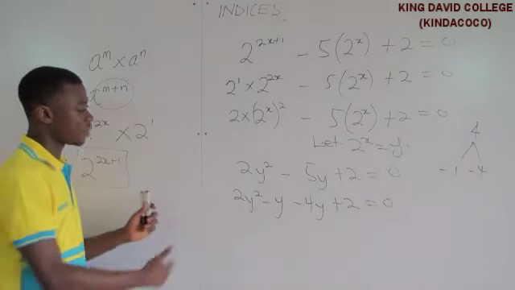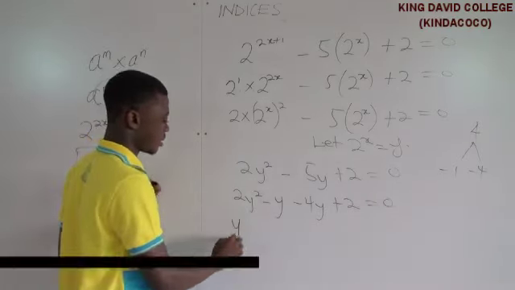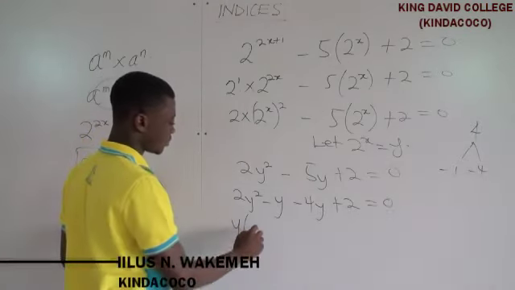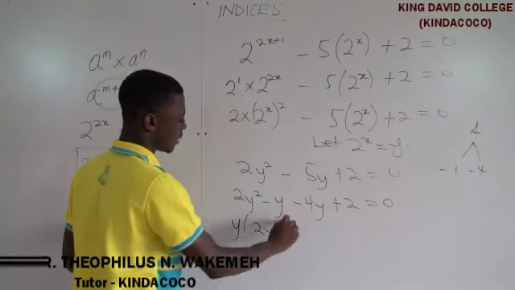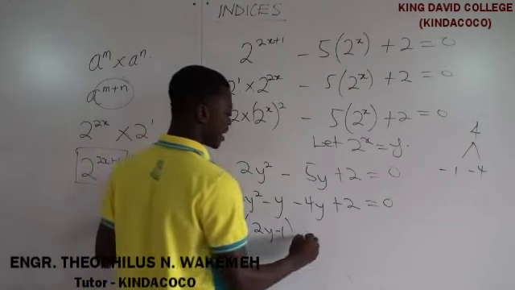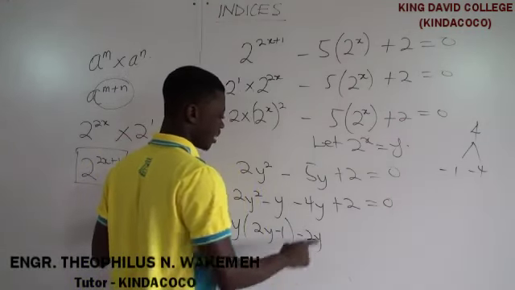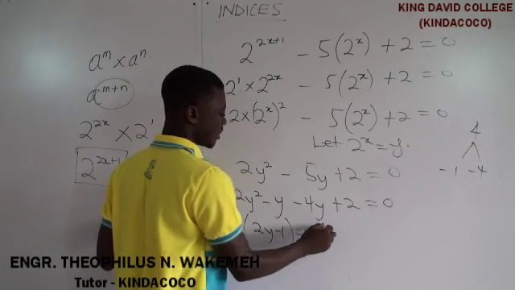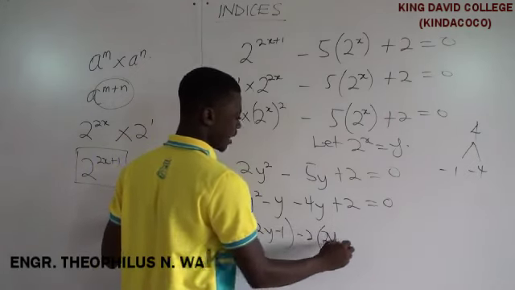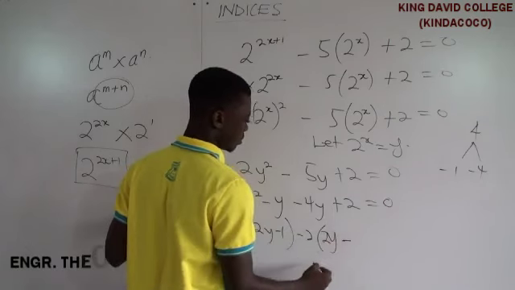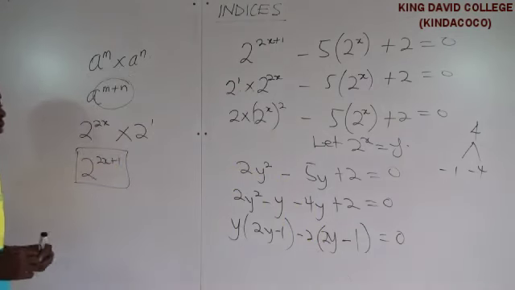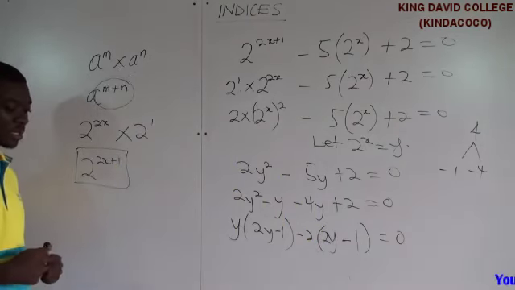So at this level, we factorize y out. When you factorize y out over here, you're just going to have 2y minus 1. And when you factorize minus 2 out, then you are going to have 2y minus 1 as well, and it is equal to 0. So 2y minus 1 is equal to 0.